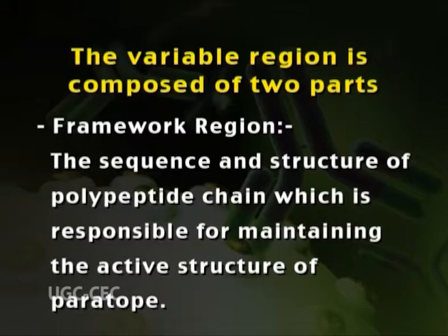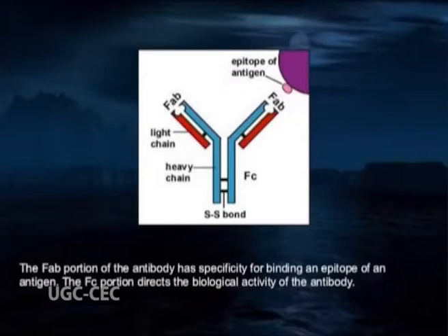active site of the paratope. The FAB fragments of the immunoglobulin molecule lie towards the amino terminal end of the 2 heavy and 2 light polypeptide chains. Therefore, an antibody molecule possesses 2 Fab fragments, so it is said to be bivalent.